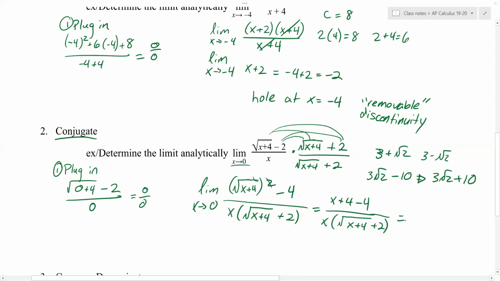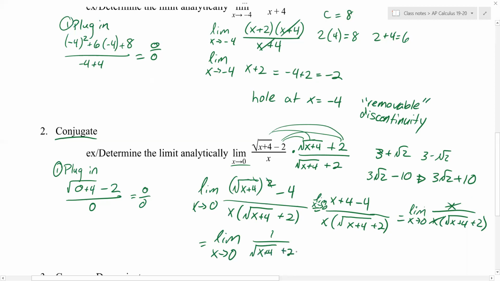Now the plus 4 minus 4 cancel, so we'll just have, oops, I need to put my limit there. They'll take off points on the AP if we miss that. Limit as x approaches 0 of x over x times square root of x plus 4 plus 2. Now do you see anything that can cancel? Yeah, these x's. So we'll get limit as x approaches 0 of 1. Remember, when you cancel out and there's nothing left, you're going to put a 1. Over square root of x plus 4 plus 2.